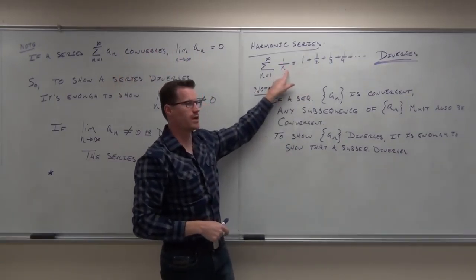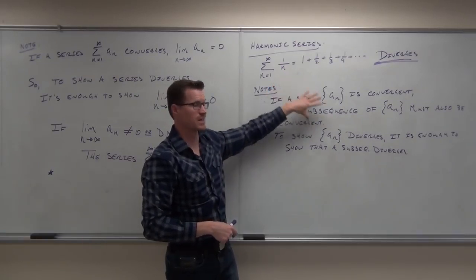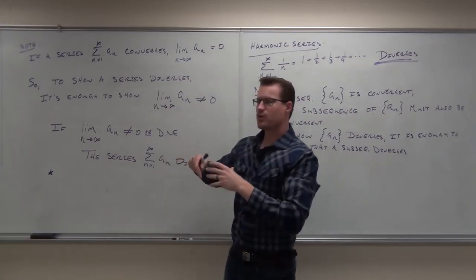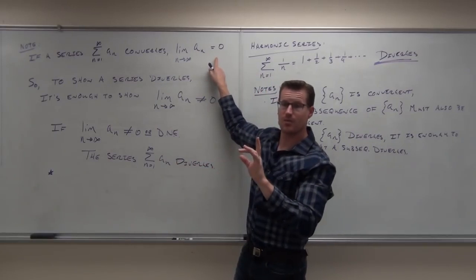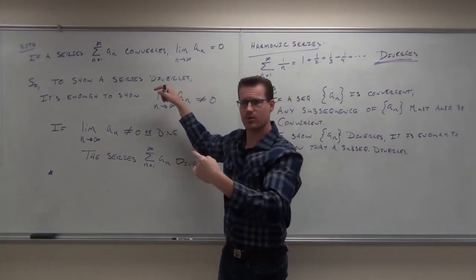The limit of 1 over n is 0. Does the series converge? No. The series diverges and it can be proven. I didn't prove it, but it can be proven. So, if we want to show convergence, we don't just do this. But if we want to show divergence, you go, okay, well cool.